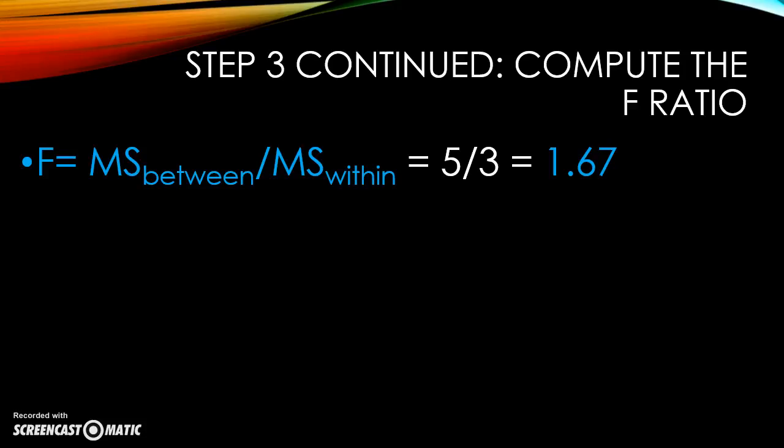The final step of step 3 would be to figure the F ratio. And to figure the F ratio, we would take MS between divided by MS within. So the values we just previously figured on the previous slide. So MS between was 5 divided by MS within of 3 equals 1.67. So our F value for this example is 1.67.